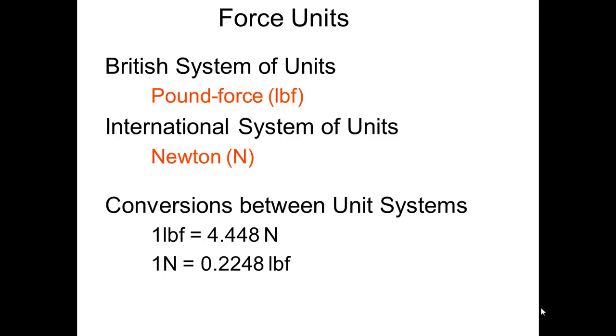The British system unit is the pound of force, so lbf is how you would see it abbreviated. The metric system uses newtons. We want to be able to convert between them, so there are your conversions below. One pound of force is approximately 4.5 newtons, or one newton of force is approximately equal to 0.2 pounds of force.